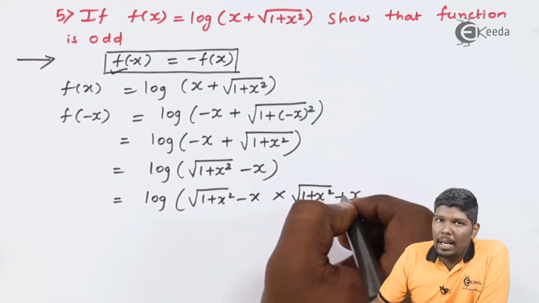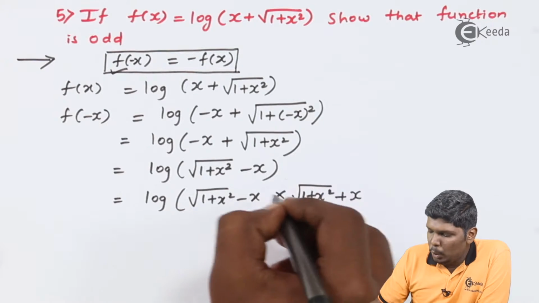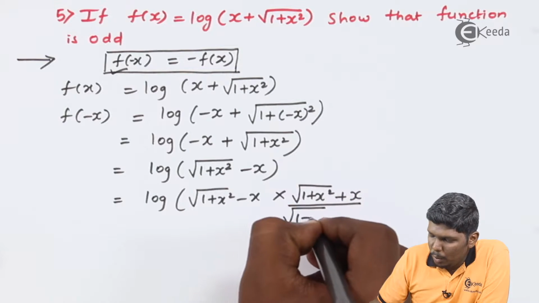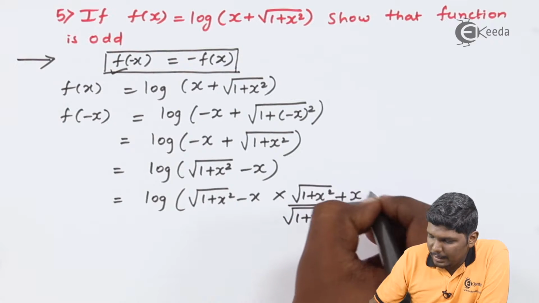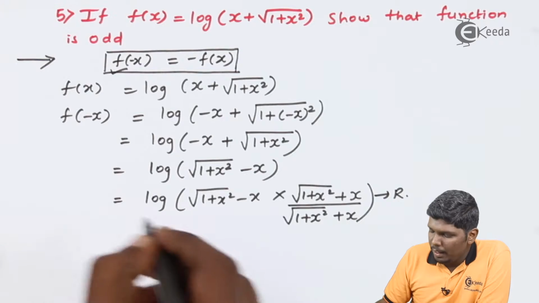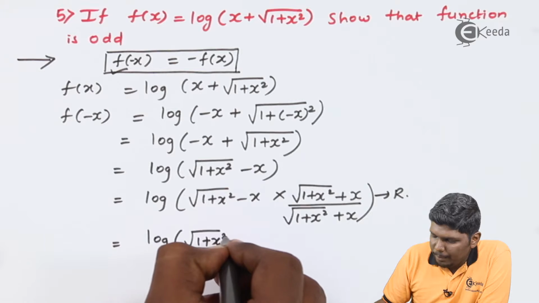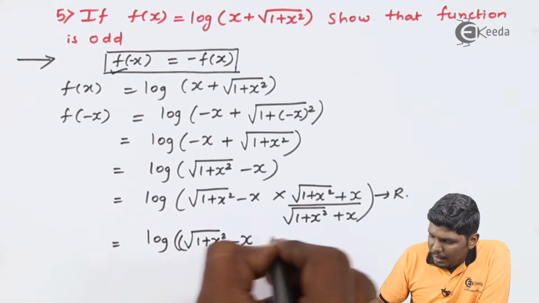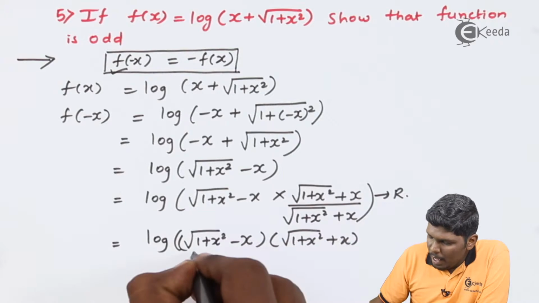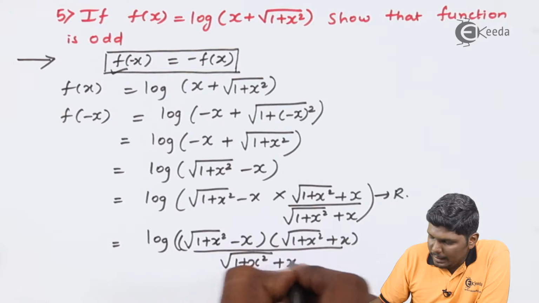Now multiplying will not balance the equation, right? If we are multiplying something to that function, we need to balance it. So if we are multiplying a term, how to balance it? We'll divide by the same term, under root 1 plus x square plus x. This step is called rationalizing. Further, log of under root 1 plus x square minus x into under root 1 plus x square plus x, upon a common denominator, under root 1 plus x square plus x.